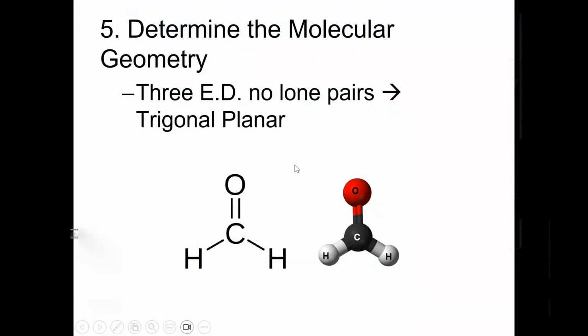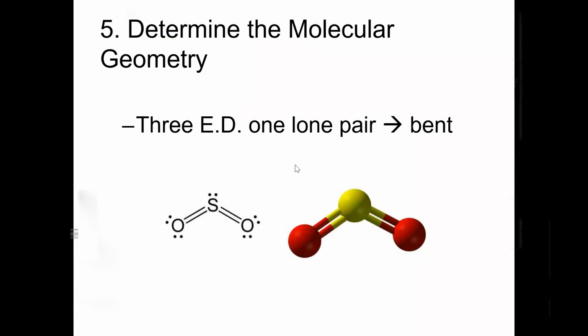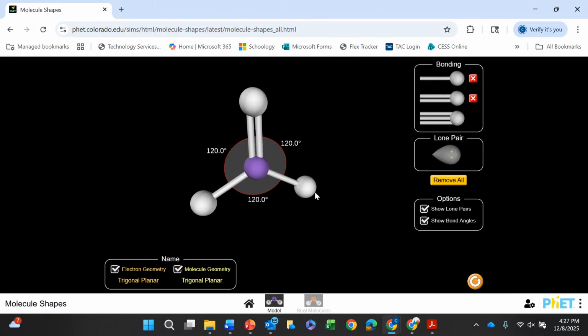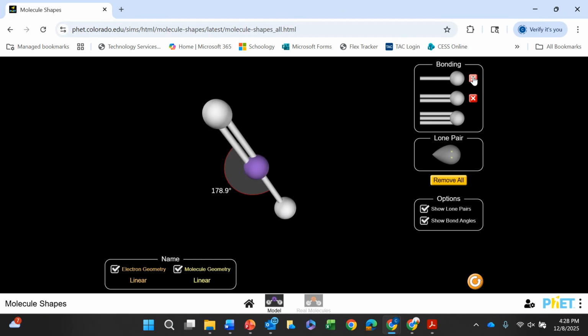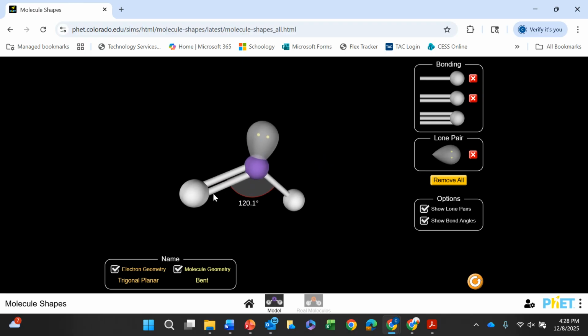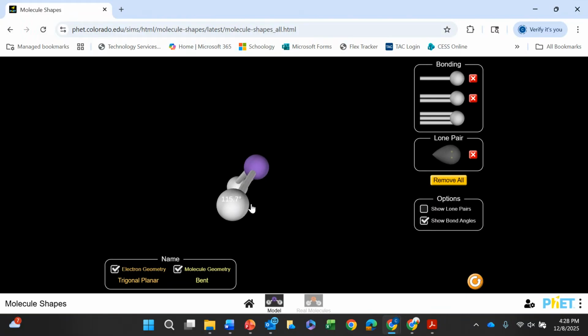But if I do have 1 lone pair, then I get bent. So this would be a situation where maybe one of these bonds is gone and then I have one lone pair, whereas the electron shape is still trigonal planar because these pieces are all in a plane. I have now what's called a bent shape, where if I ignore the lone pairs, this thing is bent. They're not in a row, it's bent.